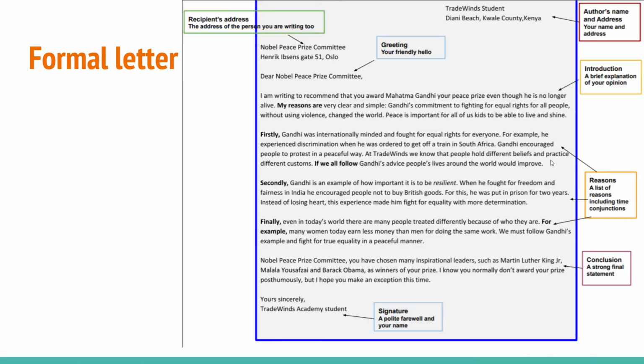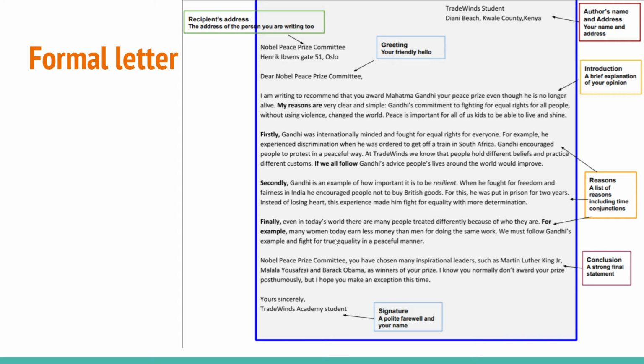After that, I want to go and maybe give more explanation for my reasons, give them a justification for what I'm thinking. And then I start to say, firstly, and I give them my first reason for why Gandhi is a person that should win the Nobel Peace Prize. I have my second reason, and I've put a fronted adverbial saying secondly. I'm using these fronted adverbials to order my information and make it very clear that this is one reason, this is my second reason, and I have finally my third reason.